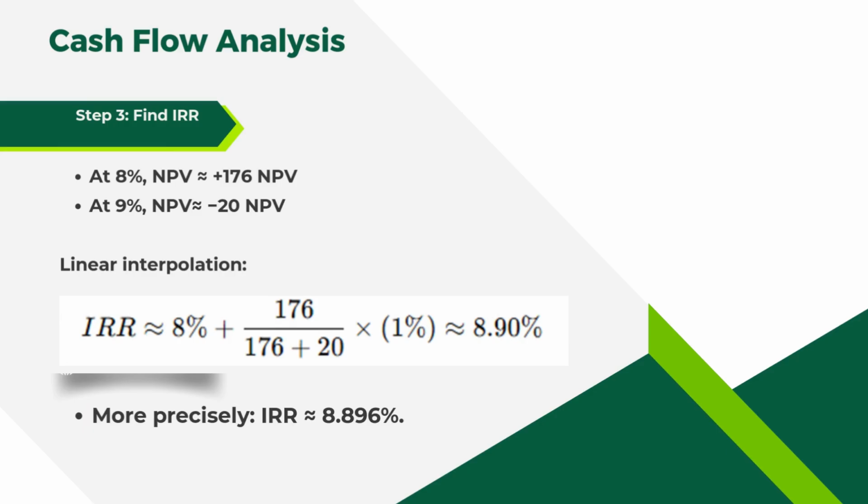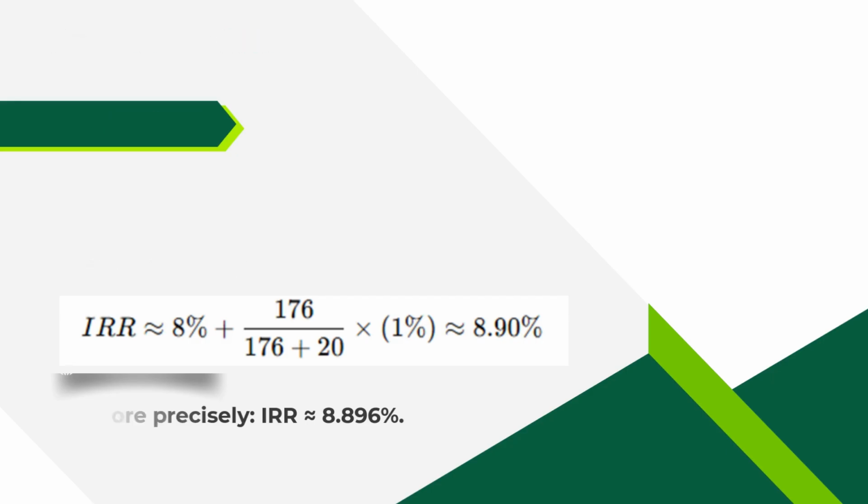Linear interpolation: IRR equals 8% plus 176 divided by 196 times 1%. More precisely, IRR equals 8.896%.